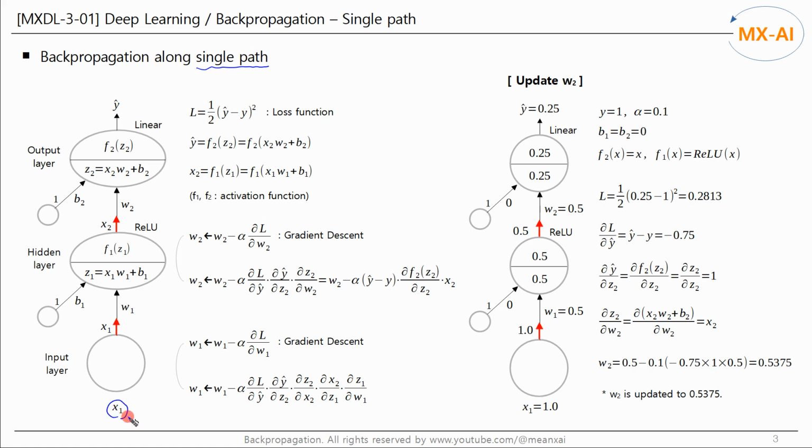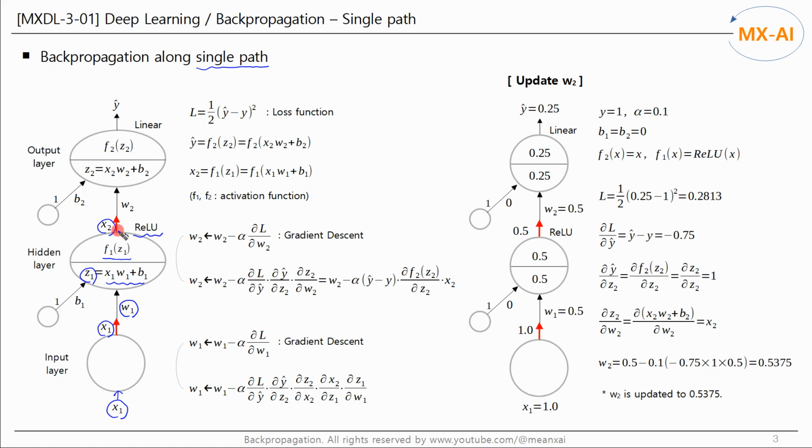Data point x1 is input to the input neuron, and x1 is input as is to the hidden neuron. The connection weight between the input neuron and the hidden neuron is W1. The hidden neuron calculates x1 times W1 plus bias B1 to generate Z1. And this neuron uses the activation function F1 to transform Z1 into X2 and outputs X2. Here we will use the ReLU activation function.